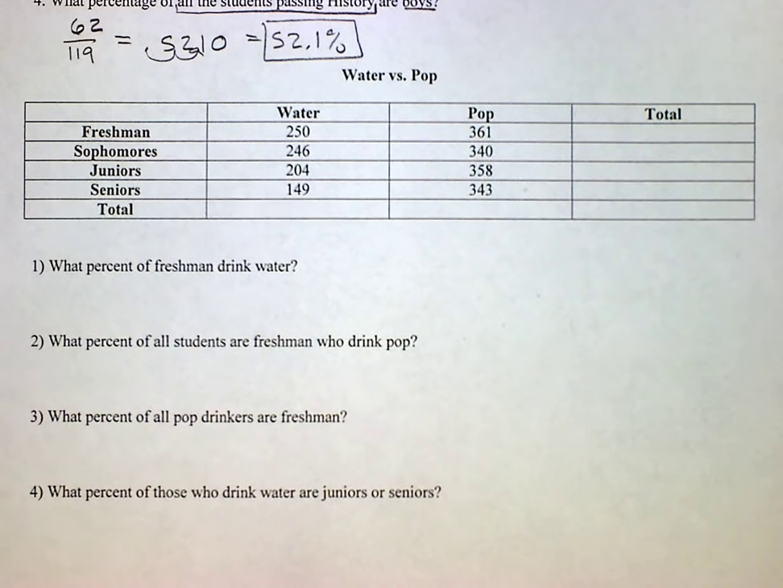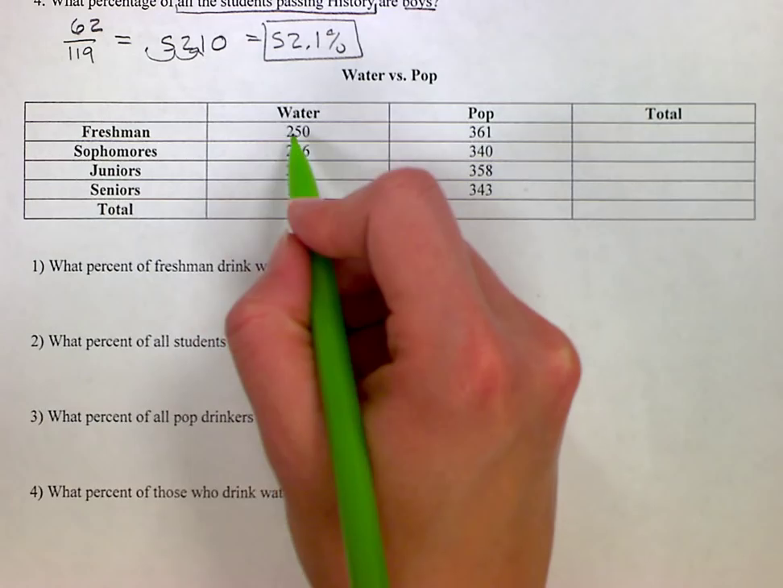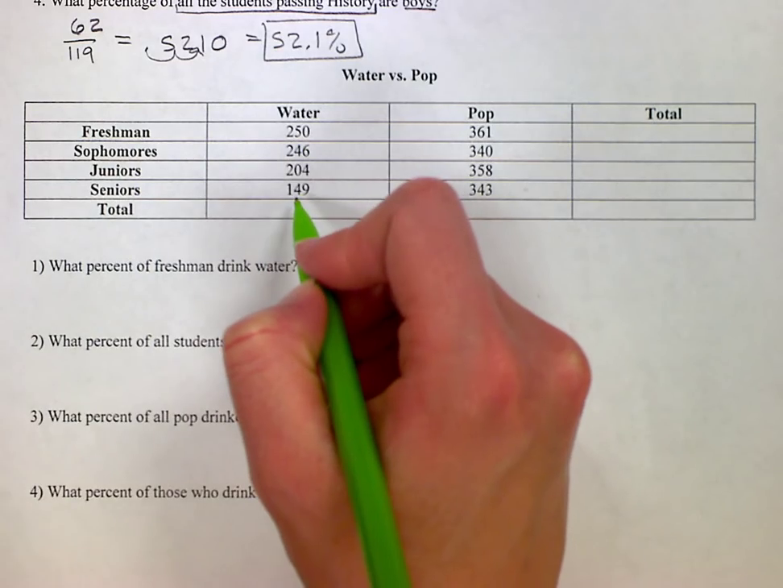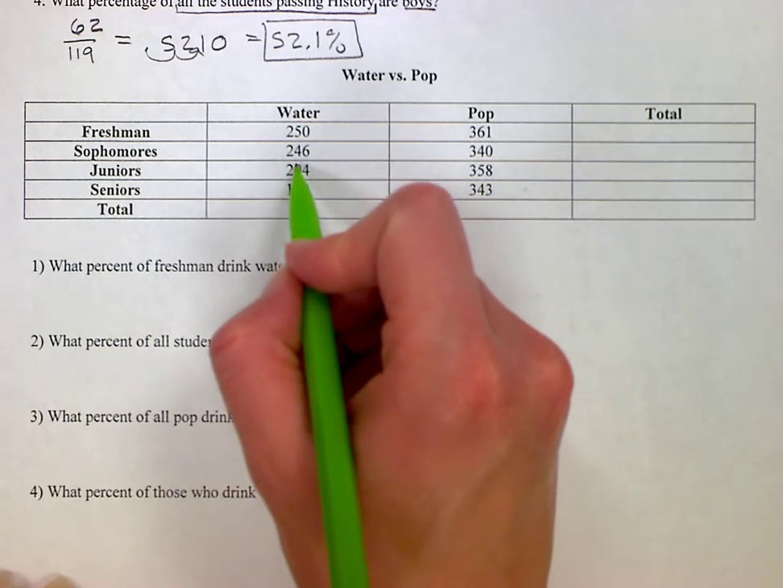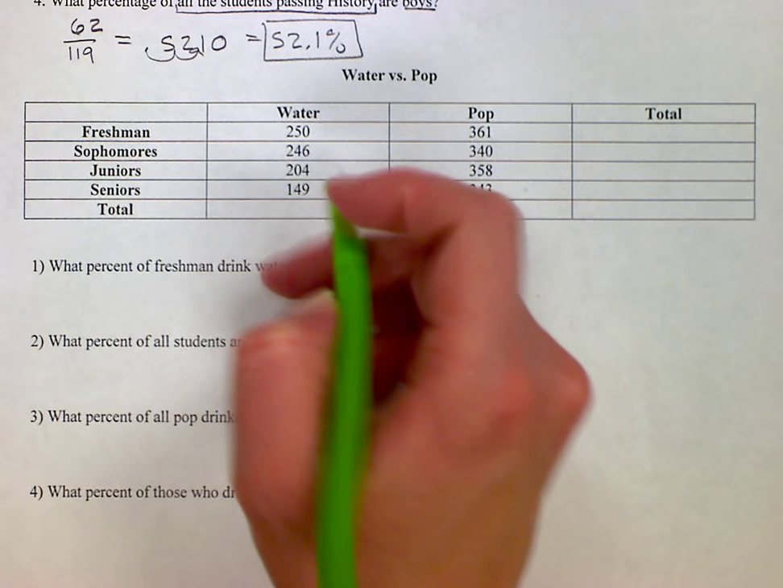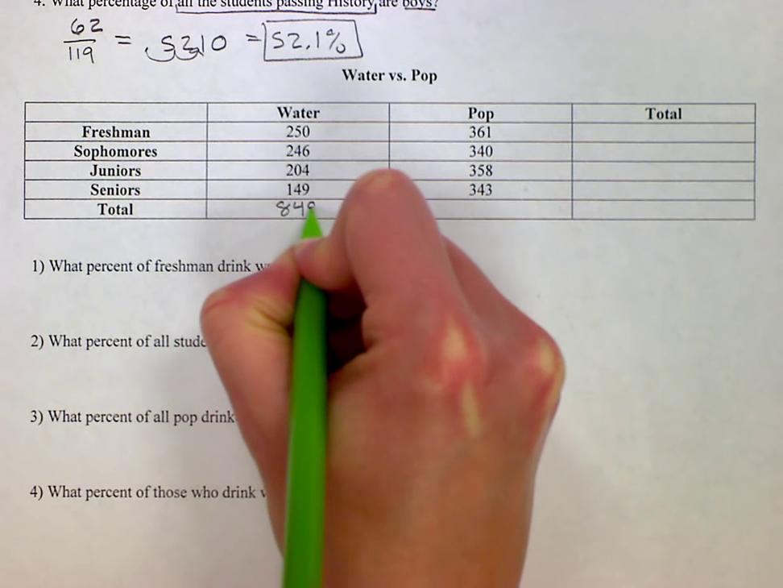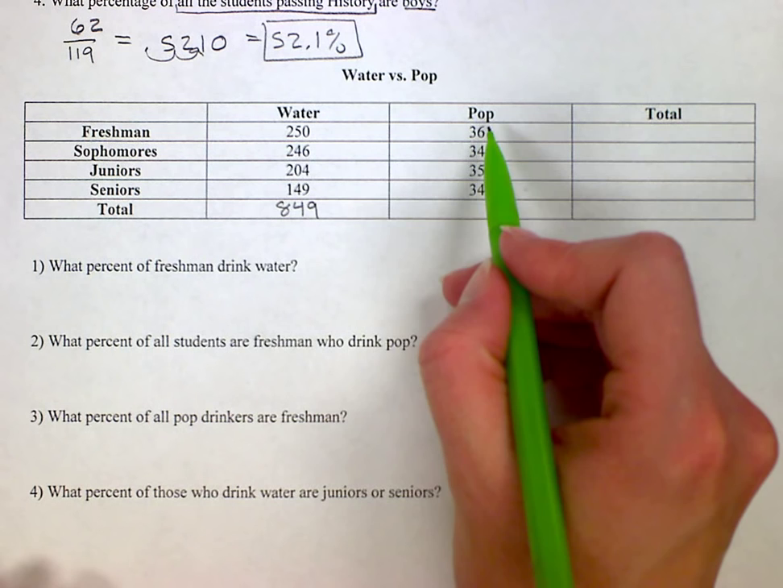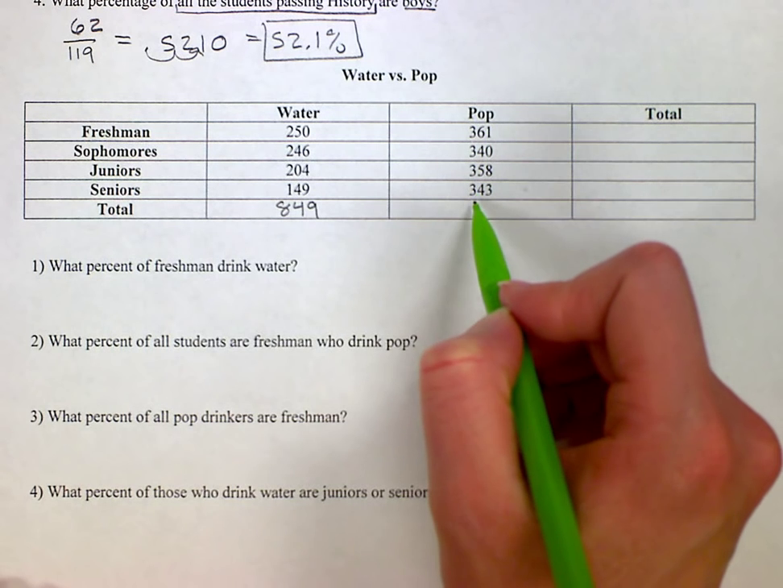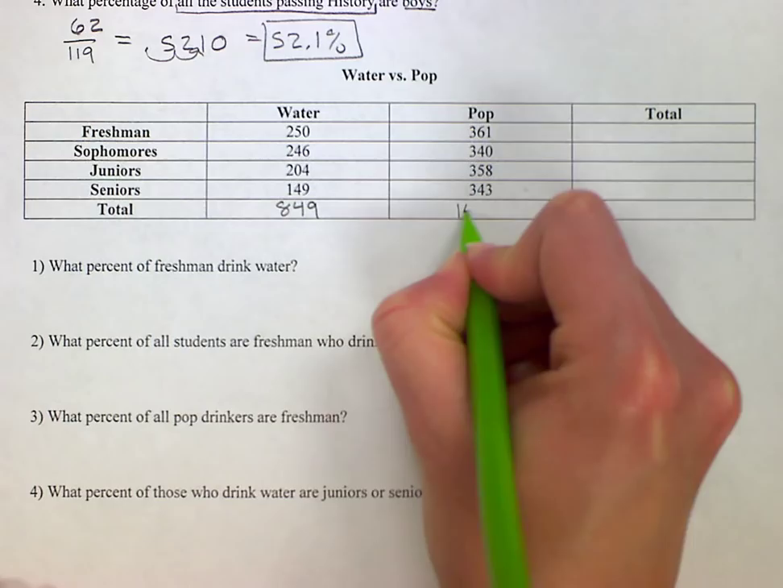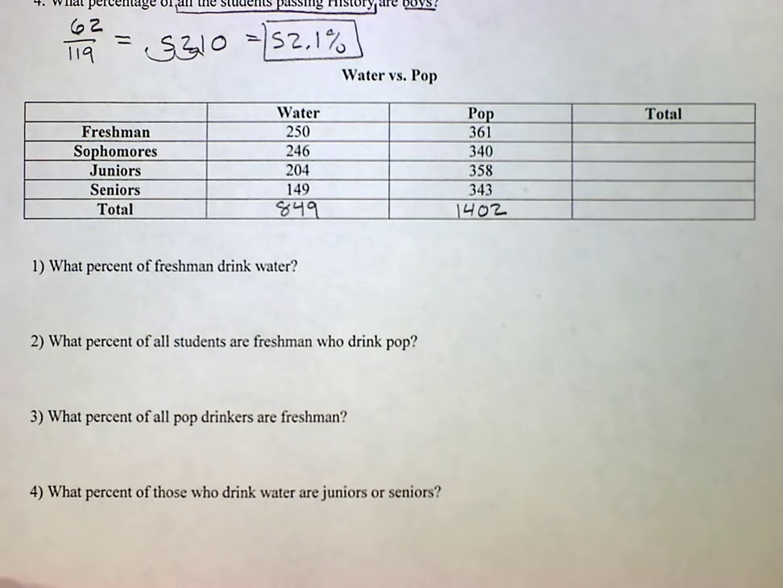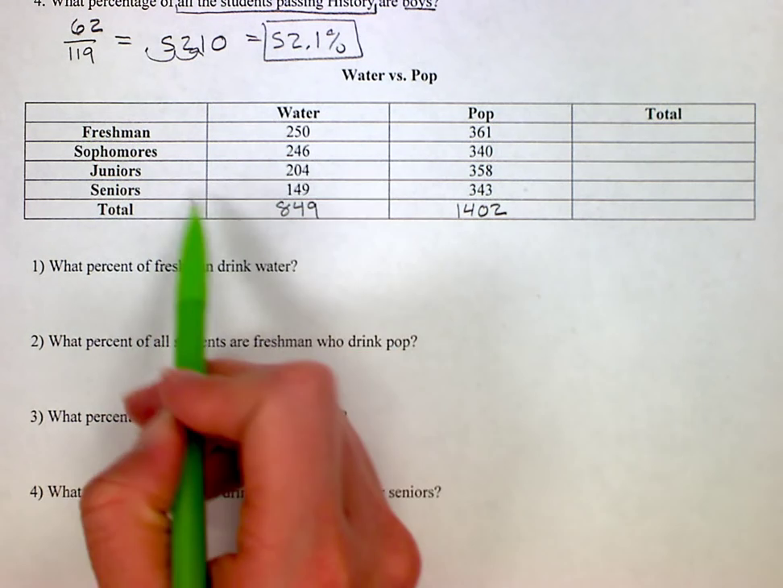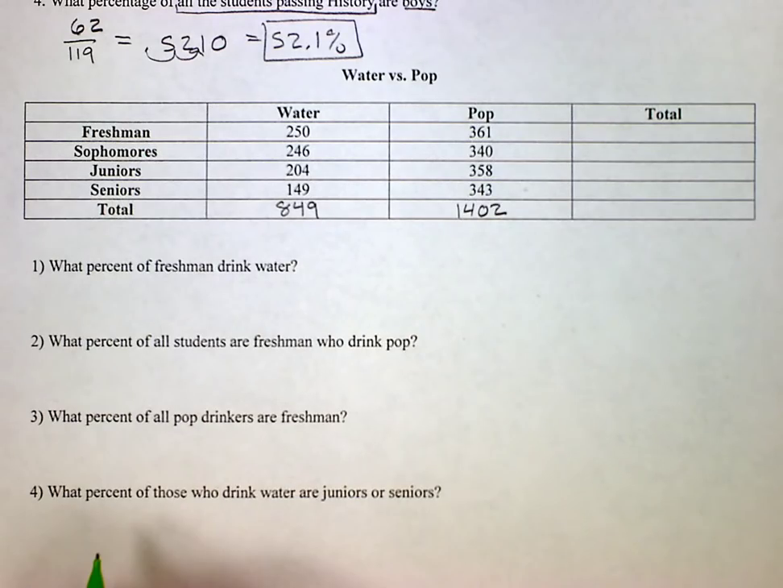Okay, so if we add up all the freshmen, sophomores, juniors, and seniors that prefer water, there's going to be 849 of them. While the freshmen, sophomores, juniors, seniors that prefer pop, it's 1,402. Why they prefer pop? Who knows? Water is so much better. But that's my opinion. I would be over here in the water column, but I'm not a freshman, sophomore, junior, or senior, so I don't count.